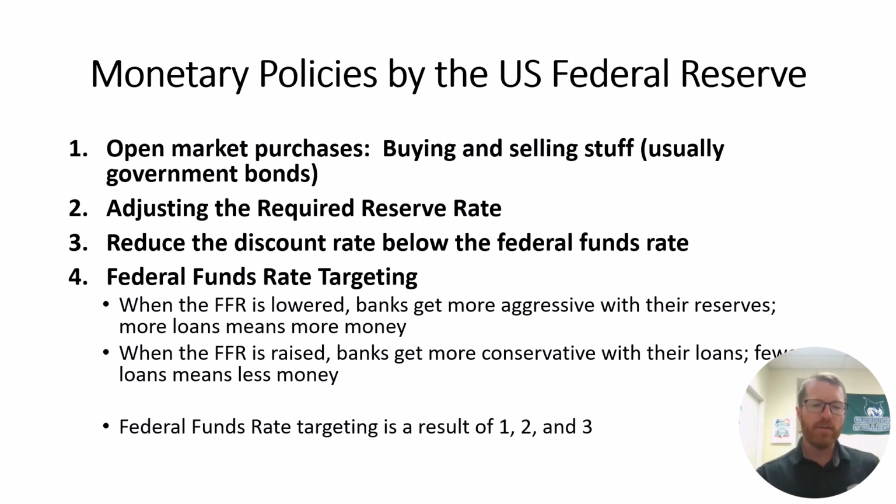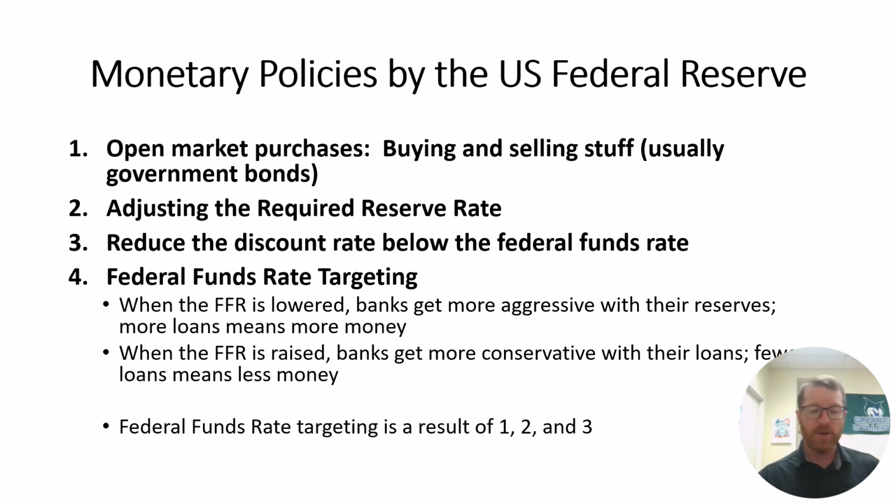So as it says there on the screen, when the federal funds rate is lowered, banks get more aggressive with their reserves, which means they loan more money. Here's the reason why. If I'm a bank and I'm thinking about loaning money, always in the back of my head is, well, what if I run out of money, I'm going to have to borrow? Now, if I know that the federal funds rate is really low, it's not a big deal if I have to borrow. So I can loan out all of my money and not really worry if I have to borrow because the interest rates are low. Effectively, the punishment for running out of money is tiny when the federal funds rate is low.